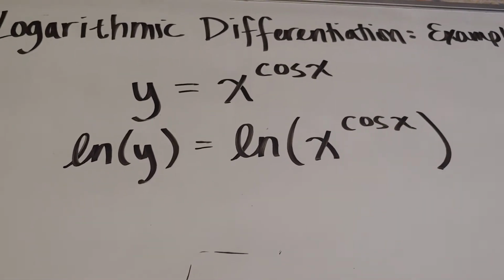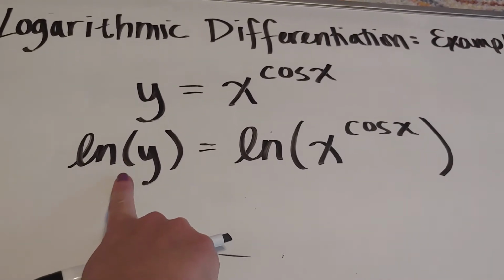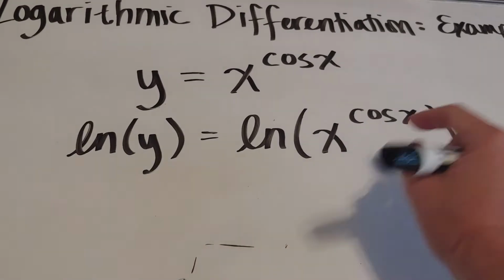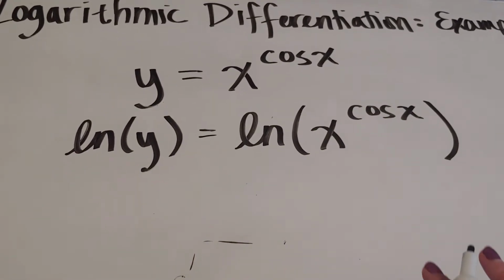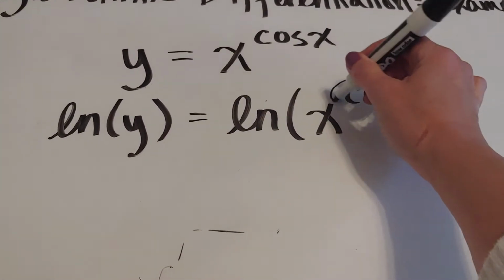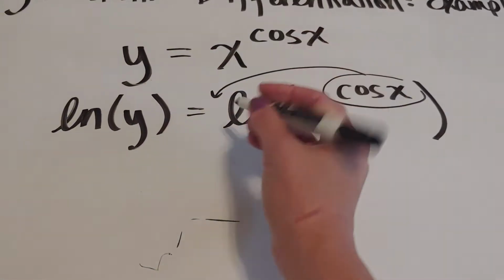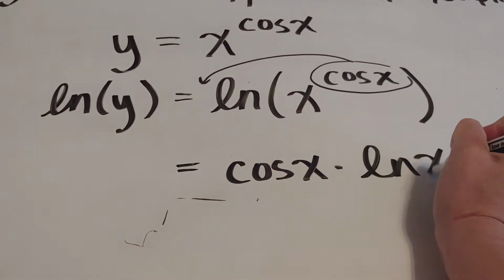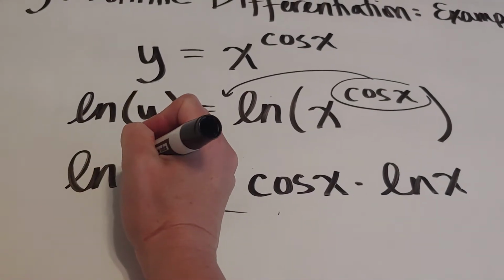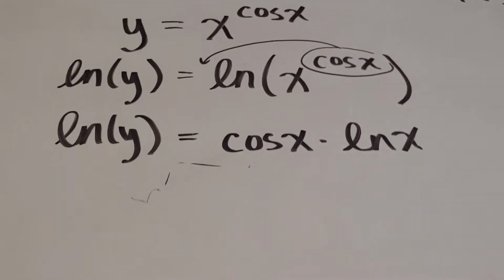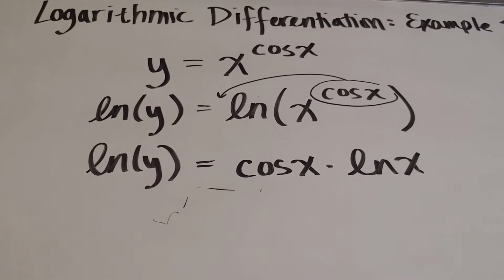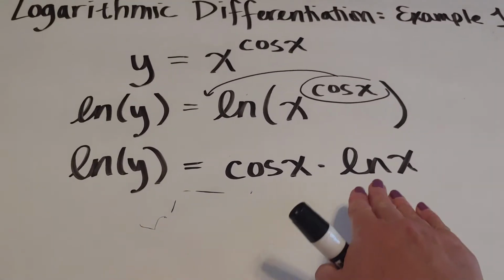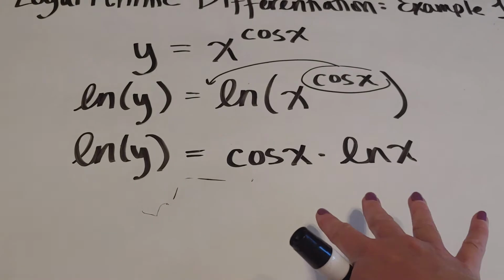All right, now you're probably wondering, why would you do this? Well, I agree, I am going to create a little bit of a mess over here on the left, but on the right, using just log properties, not any derivatives, I can bring this cosine down in front, so now this will be cosine x times ln x, and I still have my ln of y. Okay, so first step in this process is to introduce a natural log. Second step is to use log properties on the right side to make it easier to play with.